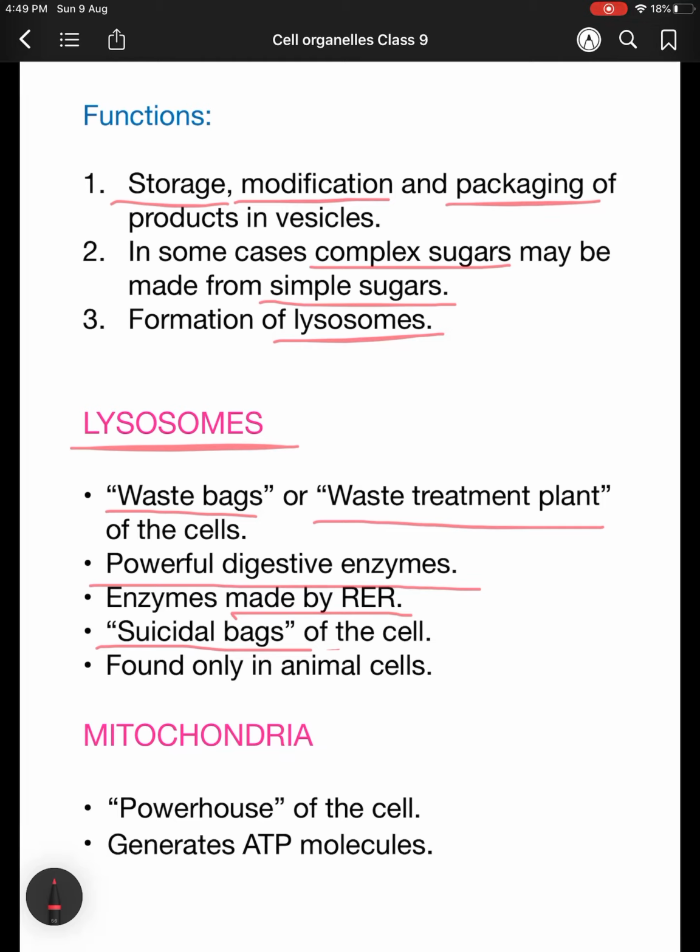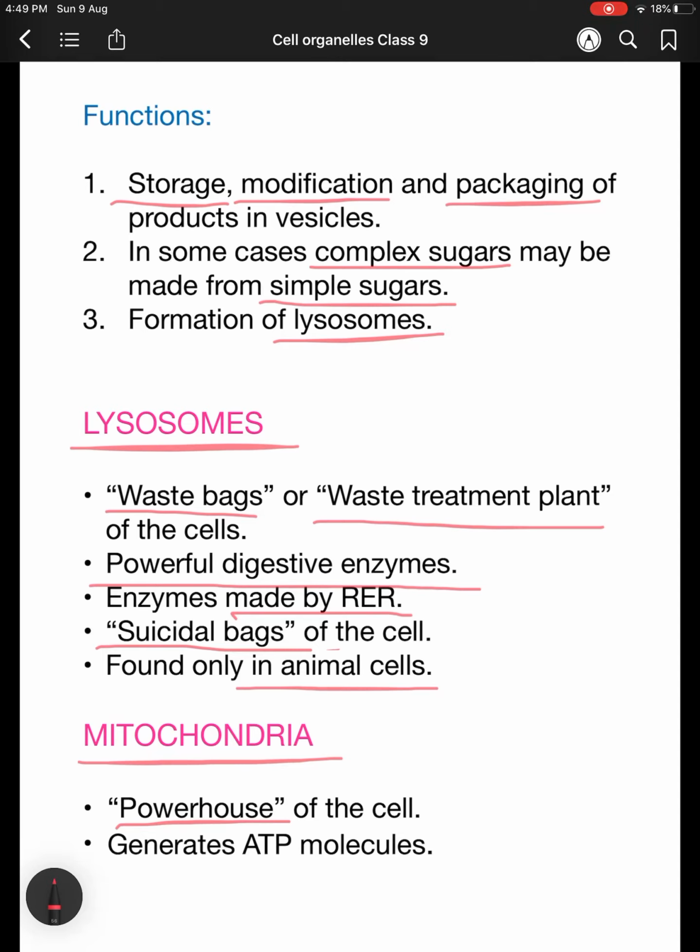Structurally, lysosomes are membrane bound sacs filled with digestive enzymes, and they are found only in the animal cells. Now next comes the mitochondria. They are known as the powerhouse of the cell because they give energy on which the cell runs on.